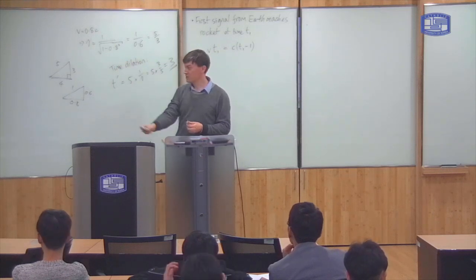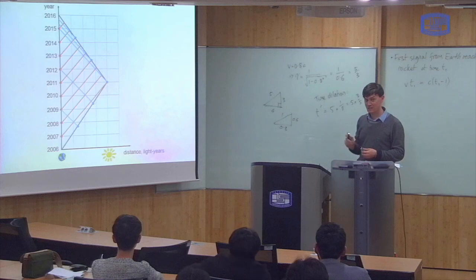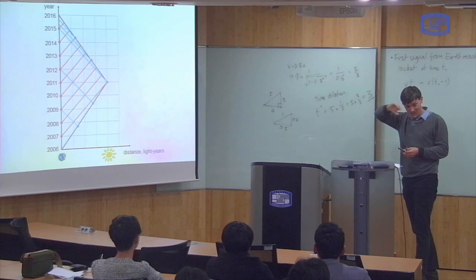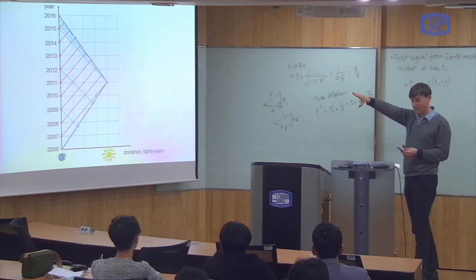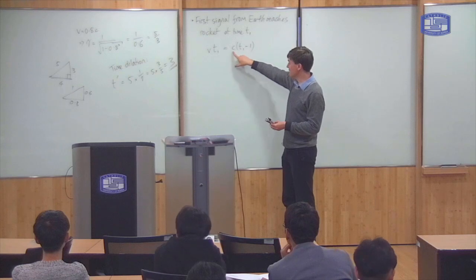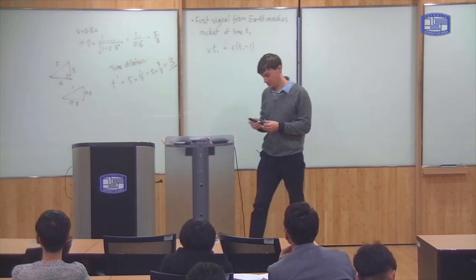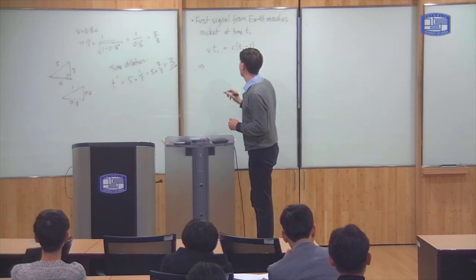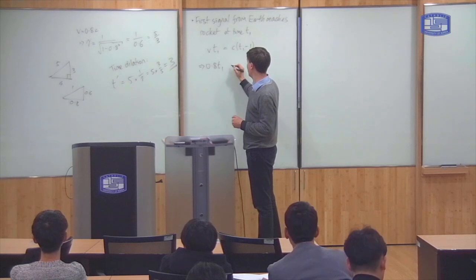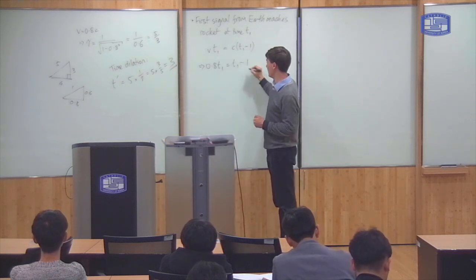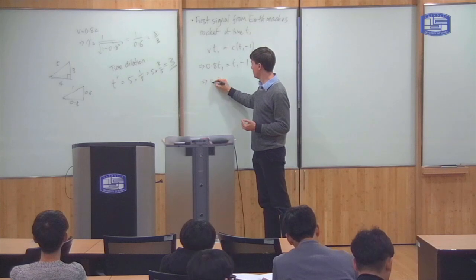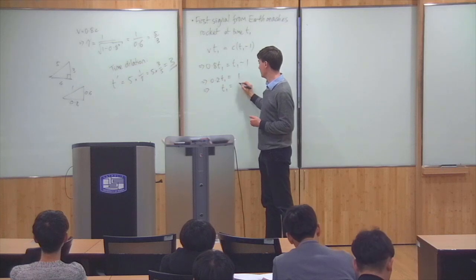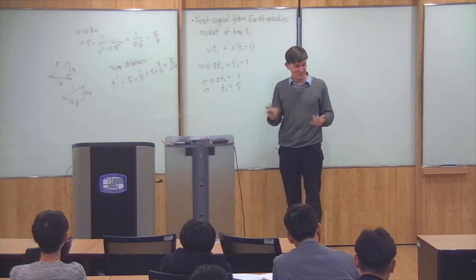At the point that these two lines meet, this point here, the distance covered by the rocket and the distance covered by the light signal are the same. So this means that 0.8 times t1 is equal to t1 minus 1, which means 0.2 t1 equals 1, which means that t1 equals 5, as I said. So I wasn't lying about that.